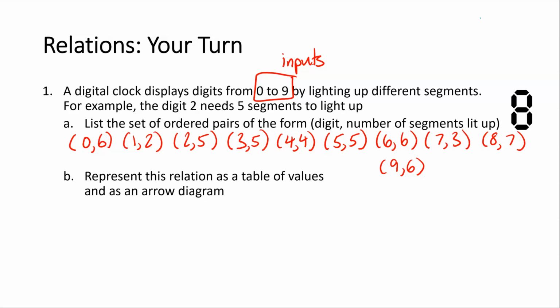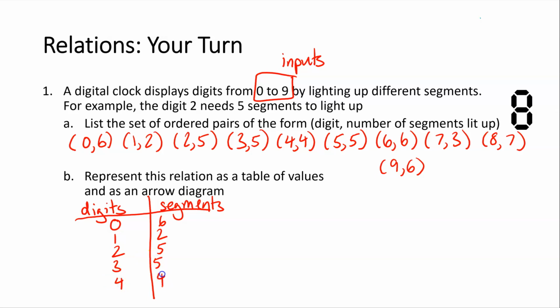Okay, now for a table of values, what we would do is we would say, okay, here's the digits, that's our input. We'll make that on a table on the left, and on the right side we'll have the number of segments that's needed to light up. So 0 needs 6 segments, 1 needs 2, 2 needs 5 segments, 3 needs 5, 4 needs 4.